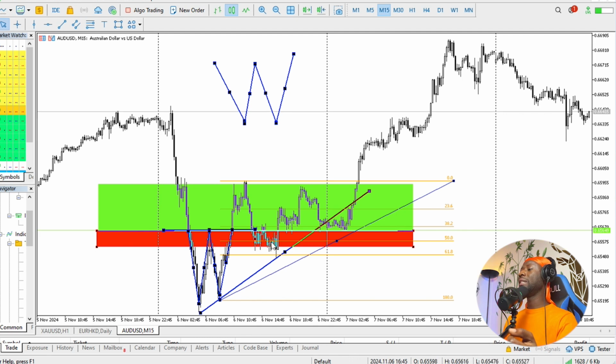Now when you see this rejection here, all this rejection in this area, it tells you that it is a zone. Okay, so you draw your region. That will be the area whereby you will enter into the market and put your stop loss below your region. Okay, don't draw the region too big if you are in a smaller time frame. Okay, like I am in right now.